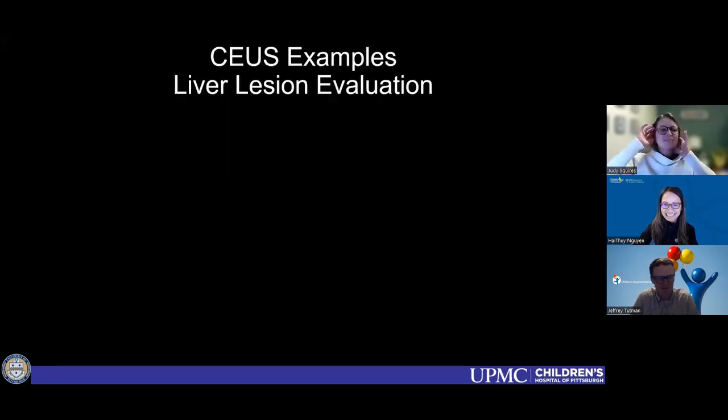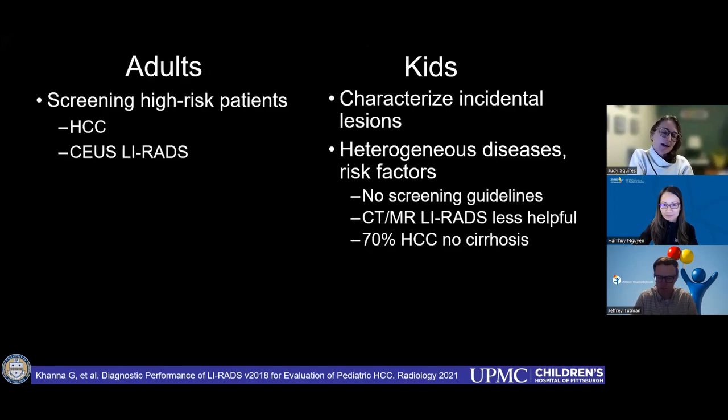Okay. I was going to go over a bunch of examples now, because I think this is the most fun part of contrast enhanced ultrasound. For liver lesion evaluation, it's important to keep in mind that what we do in kids is different than what we do in adults. In adults, oftentimes in the contrast enhanced ultrasound world, they're screening patients with cirrhosis who are at high risk for hepatocellular carcinoma. And in kids, that's not typically what we're doing.